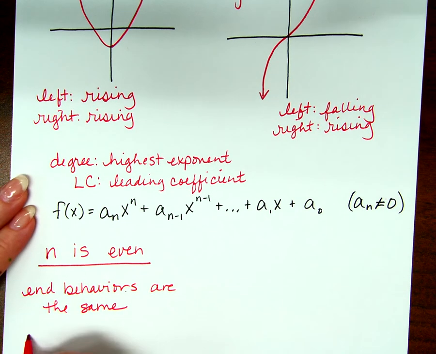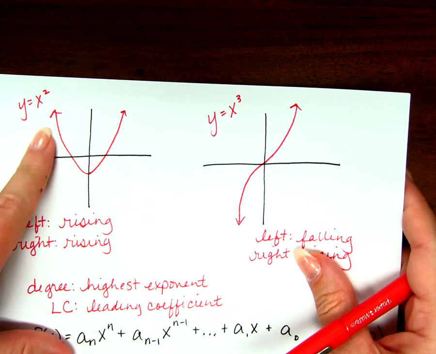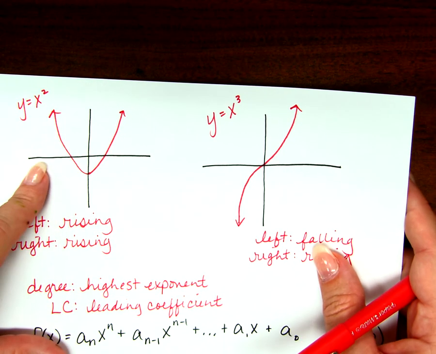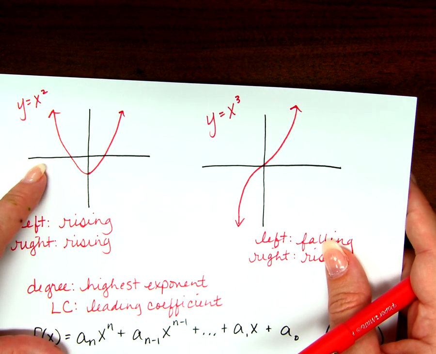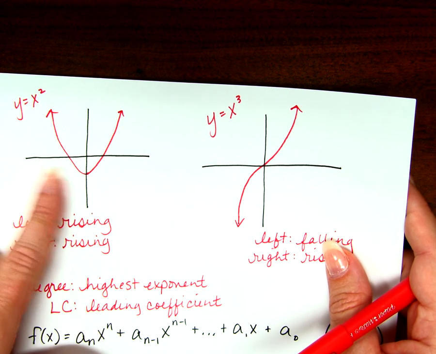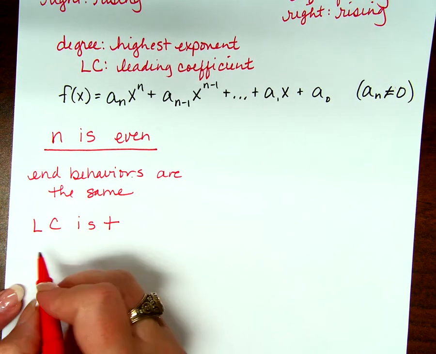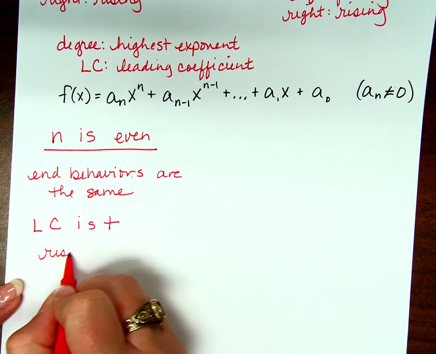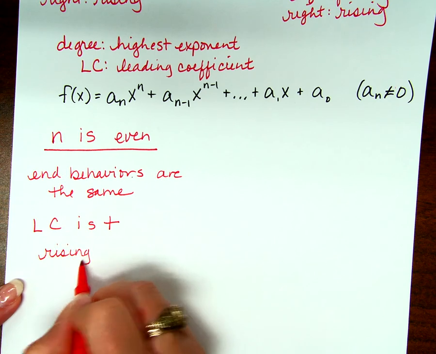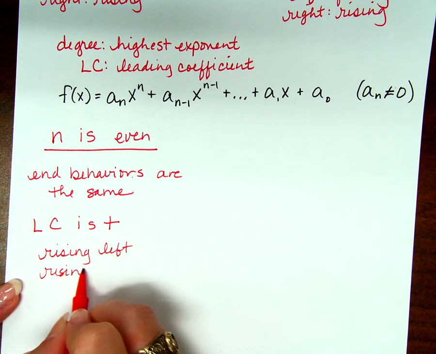If the leading coefficient is positive, like x squared, what direction are they going? Both end behaviors, what direction are they going? If the leading coefficient is positive, we are rising left and rising right, correct?